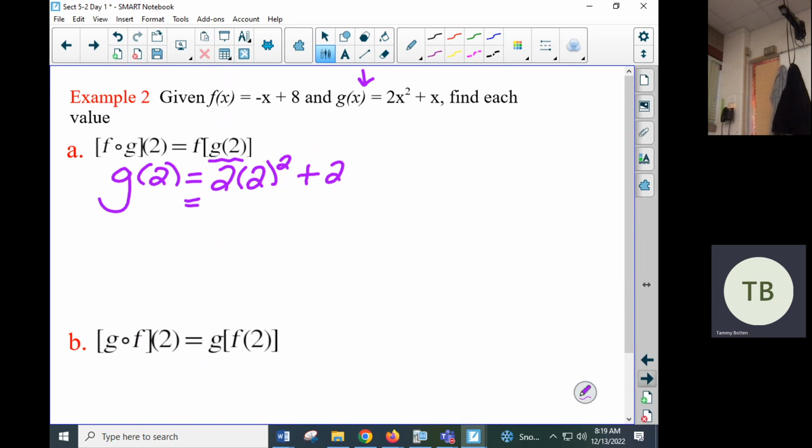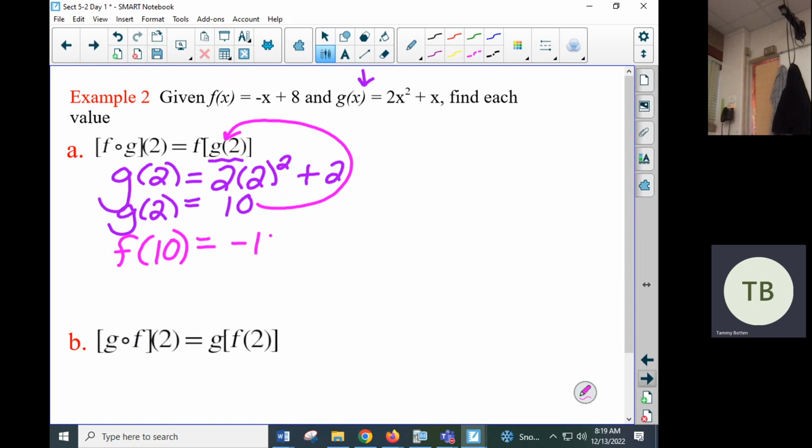So you could type that into your calculator if you wanted. 2 squared is 4. 4 times 2 is 8. 8 plus 2 is 10. Okay. Now we take that 10 and we put it in there. So what we would be finding next is f of 10. So we'd go up to this and we'd put 10 in for x, which would be negative 10 plus 8, which is negative 2.